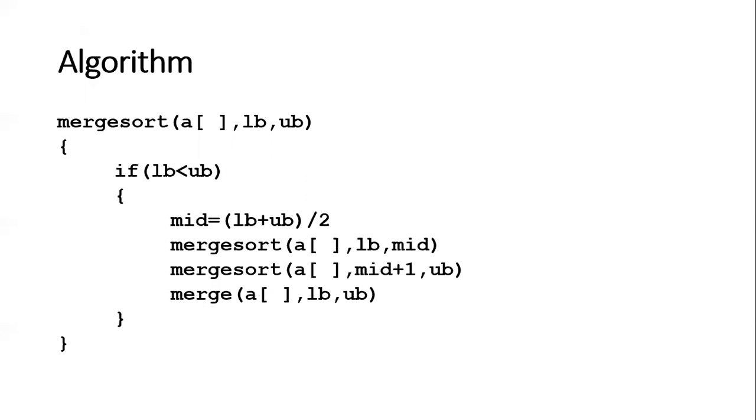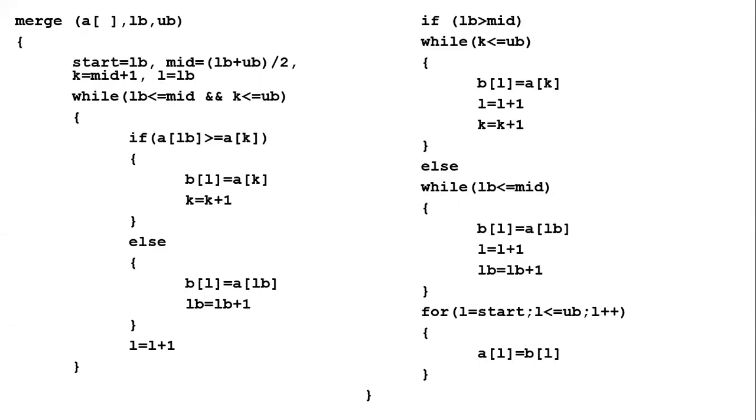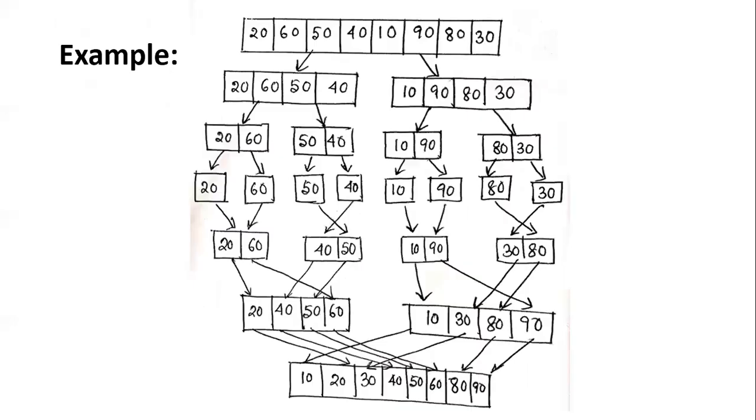So the second sorted array subscript ranging here is k. K is ranging from mid plus 1 to the upper bound. And the first subarray LB will be ranging from lower bound to mid. So what is the first subarray? 20, 40, 50, 60. So it is from 0 to mid, where mid is 3. And mid plus 1 is 4, so the second one is from mid plus 1 up to the upper bound.